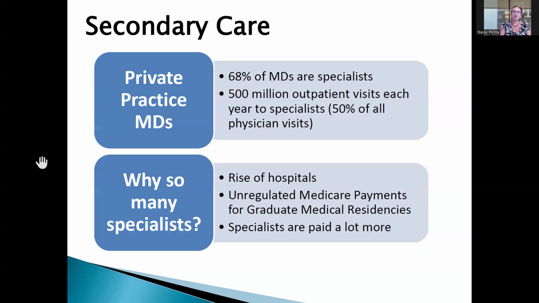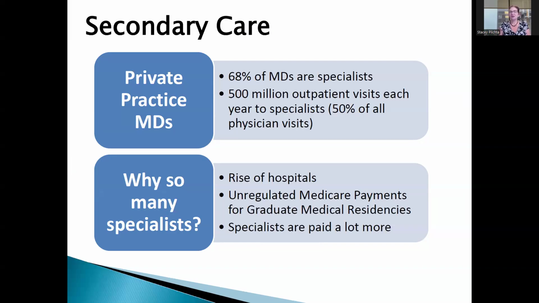So let's talk just for a minute about secondary care. In this country, 68% of physicians are specialists. It's a lot of specialists. 500 million outpatient visits each year are specialists. Again, that's the other half of all visits. Why are there so many specialists? Most of the countries do not have this ratio of primary care to specialists.